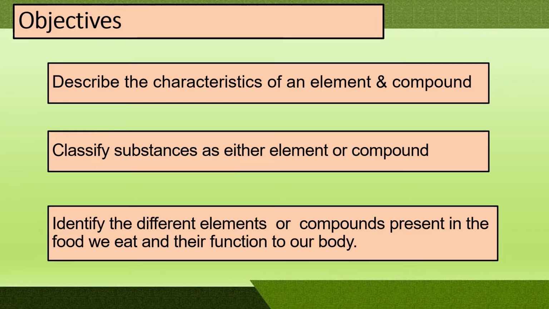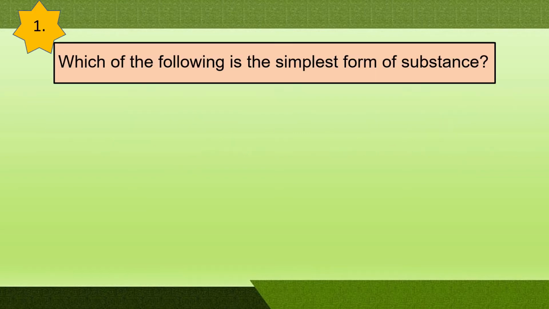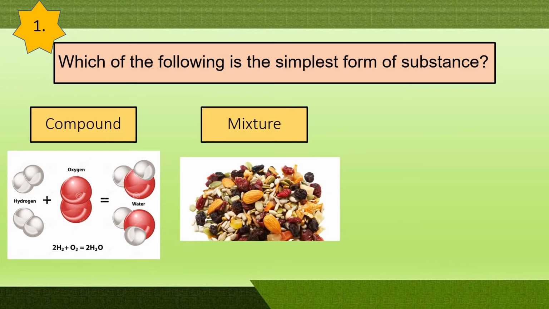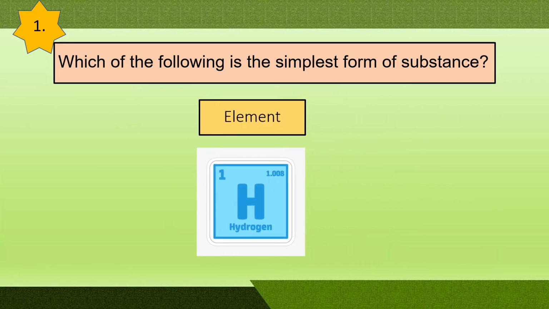Are you ready to test your knowledge about our topic for today? You are given 5 seconds to answer every question. Okay, let's begin. First question is, which of the following is the simplest form of substance? Compound, mixture, or element? Time is up. The simplest form of substance is element. If you got it right, congratulations. We can proceed now to our next question.